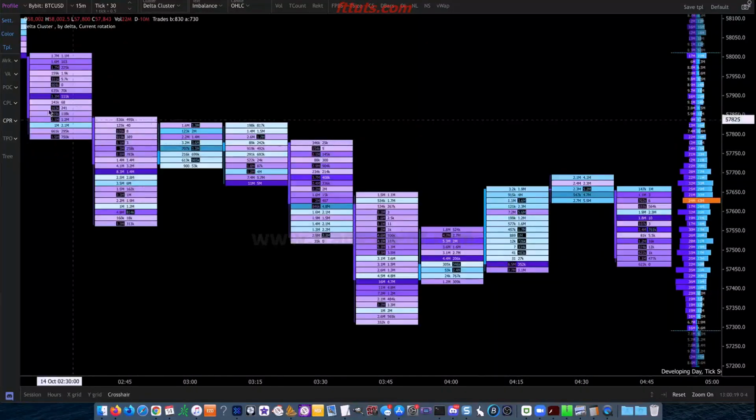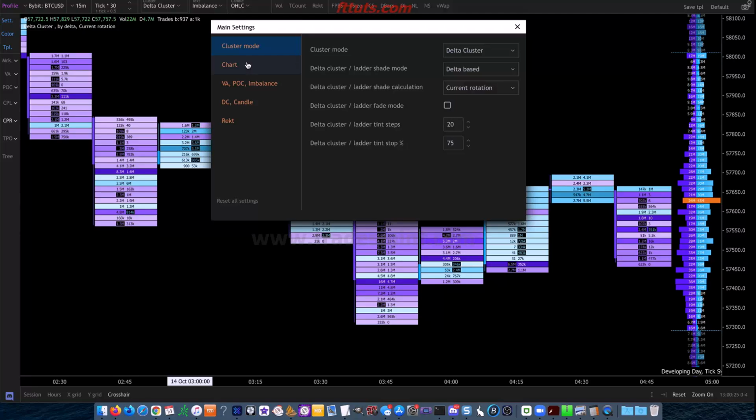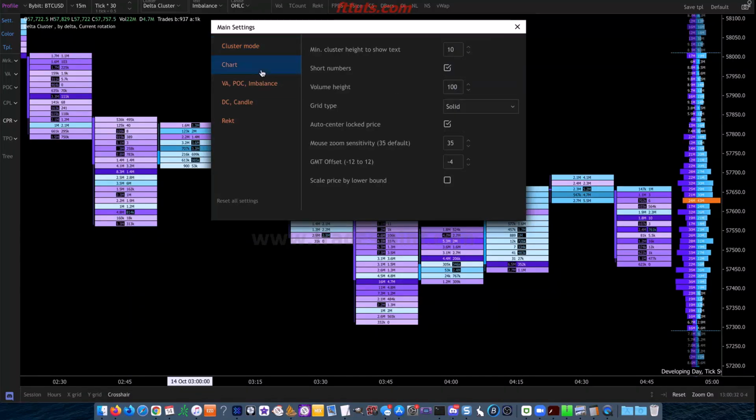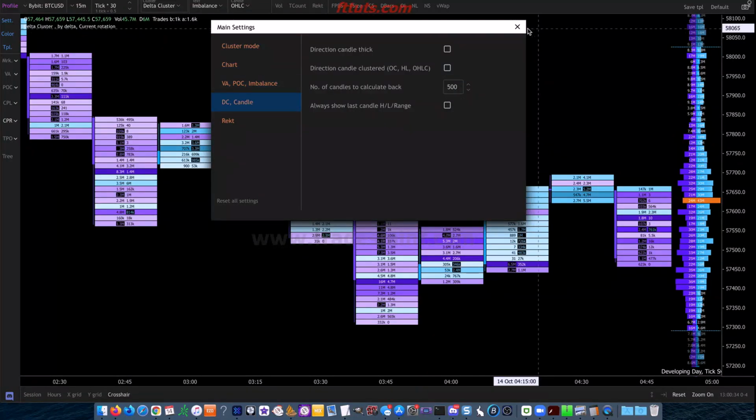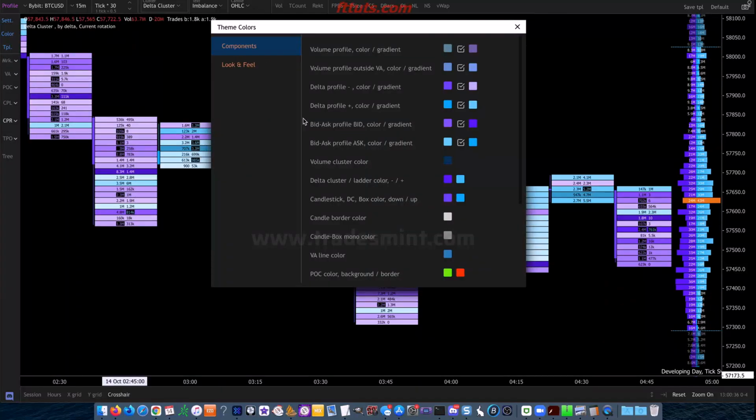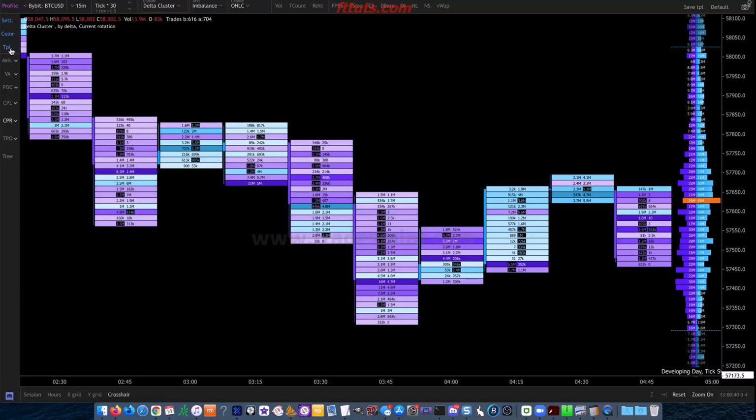Let's talk about these things over here on the left-hand side. First of all, we do have the settings here where you can just set up your chart and change the colors of things by clicking on color. This is how you can get beautiful blue and purple stuff like I have. We have a template right here where you can save your template or load a new template.